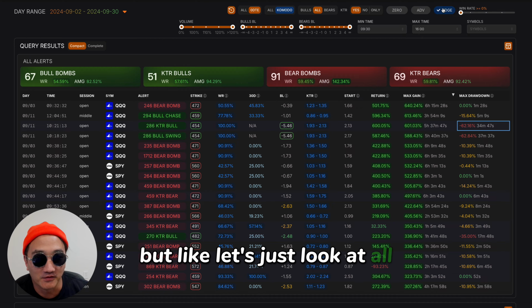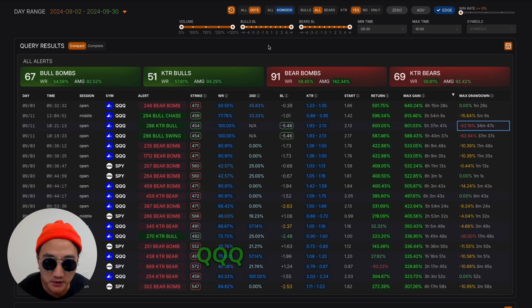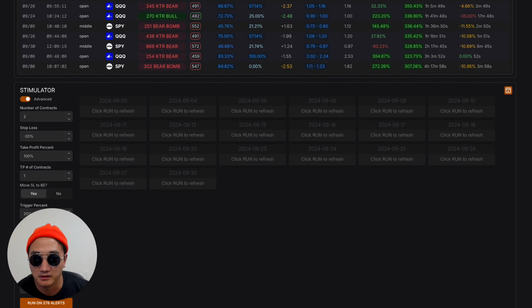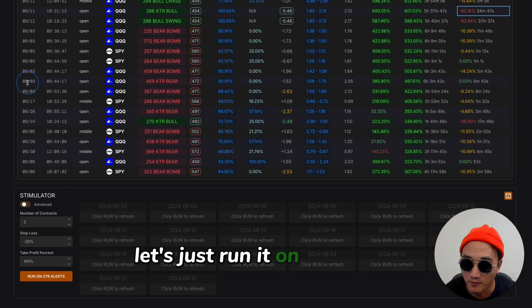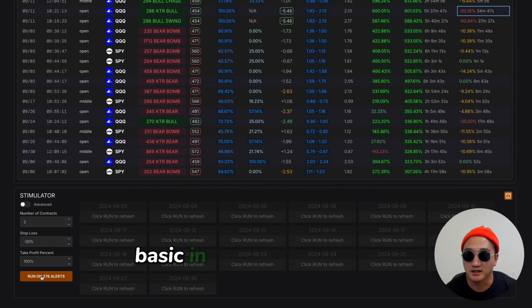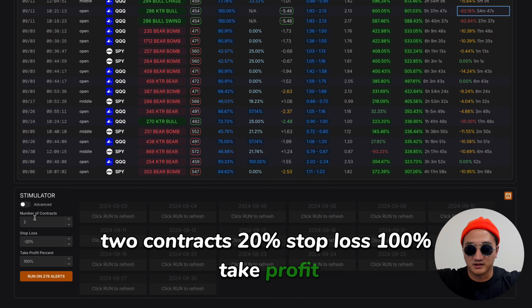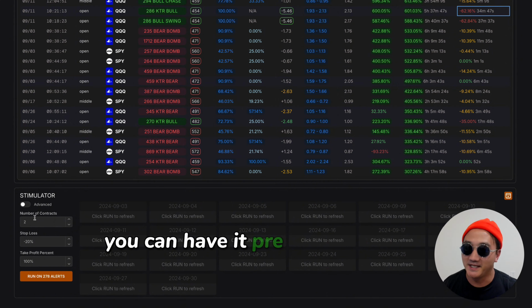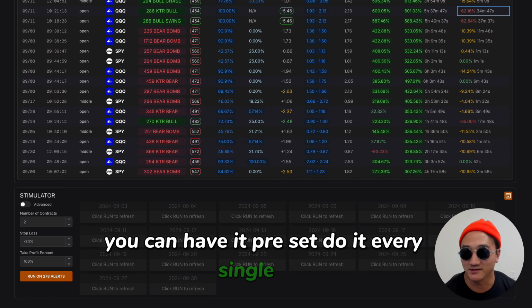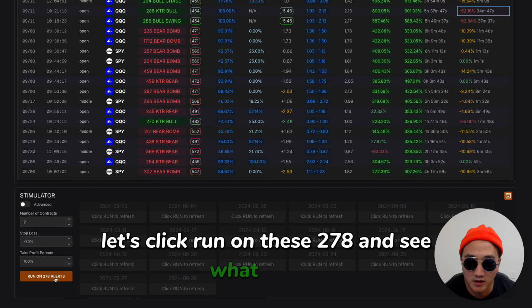But let's just look at all of them. So we're looking at every single edge alert that we sent out for SPY, QQQ, and IWM. Don't know how many this is going to be. Let's just run it on basic first. Basic in our profit simulator: 2 contracts, 20% stop loss, 100% take profit. If you're using Webull, you can just one click. You could have it preset, do it every single day. Let's click run on these 278 and see what we get.